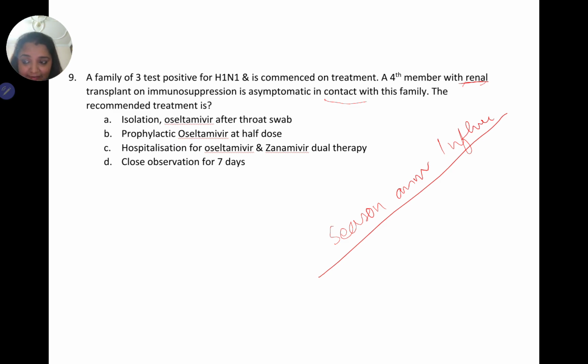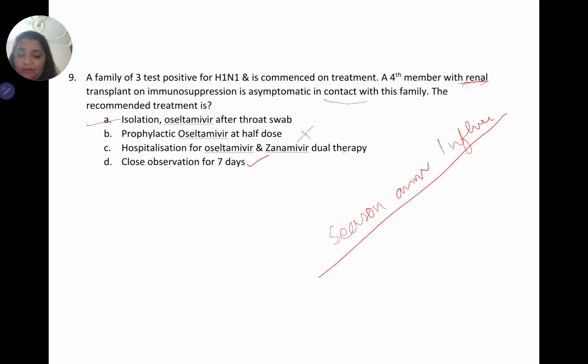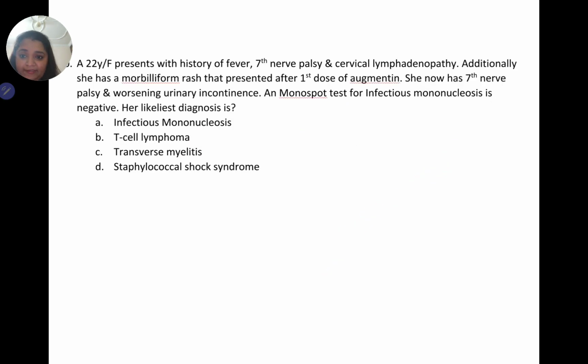And in case there is an exposure, there is no requirement to give any treatment as such. You will observe the patient. If the patient develops any symptoms, then you will do isolation and start oseltamivir after the throat swab. There is no role of prophylactic oseltamivir, or of giving dual therapy prophylactically.